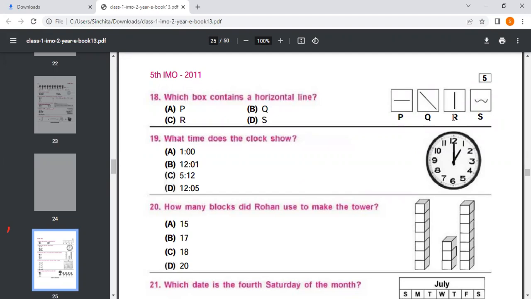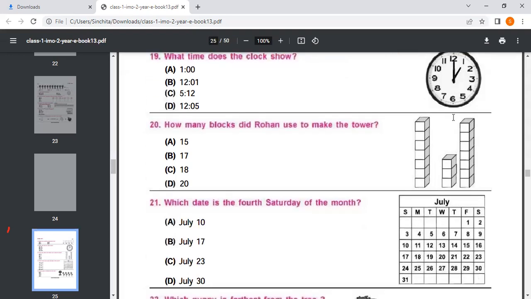Okay, now tell me number 19. What time does the clock show? Ma'am, 1 o'clock. Very good, excellent. Now tell me number 20. How many blocks did Ron use to make the tower? Ma'am, 17. Very good, excellent. Okay, now tell me number 21.